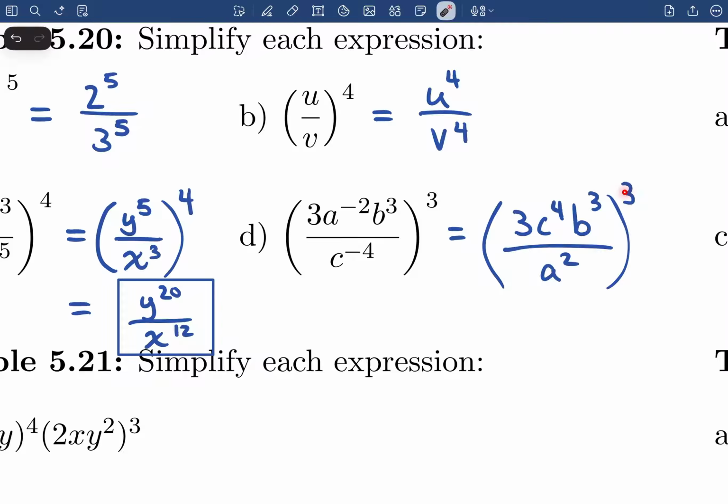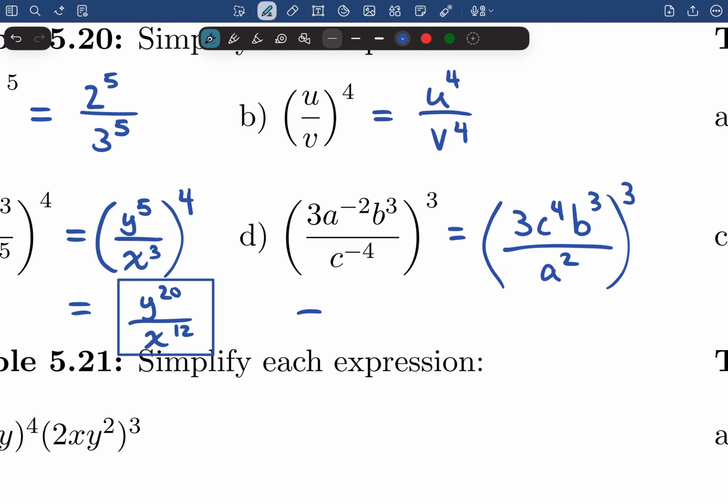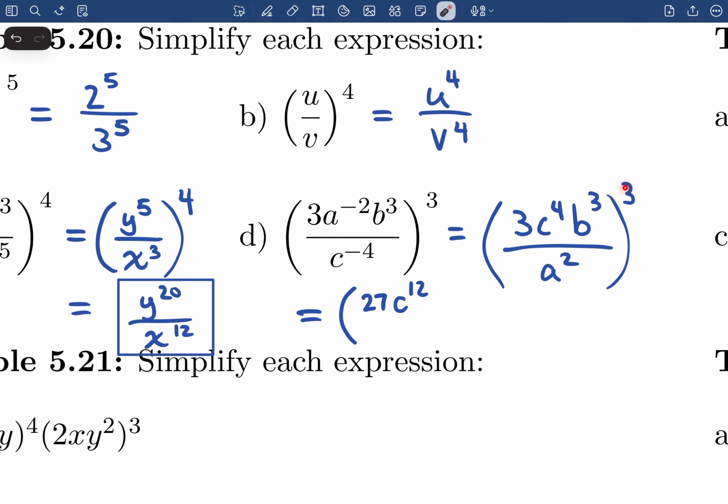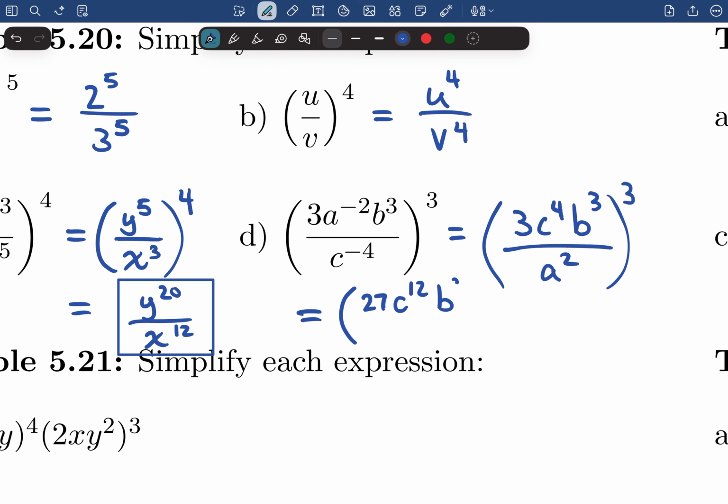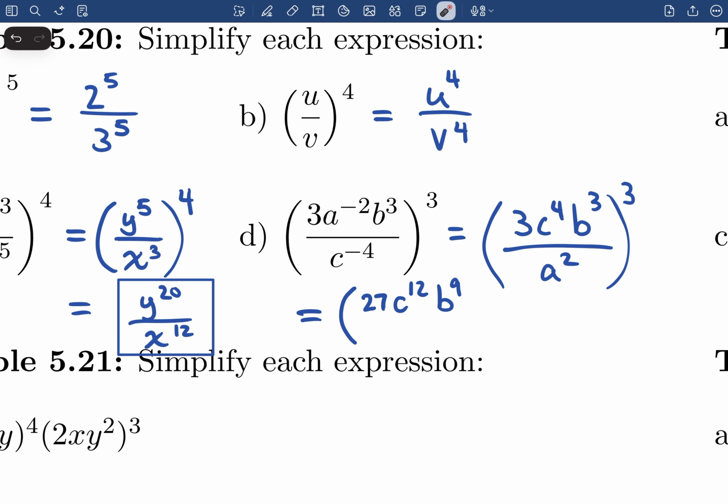Now, I can apply this exponent to all of the bases of the fraction. So this will be 3 cubed, and c to the 4th cubed, and b cubed cubed, divided by a squared cubed. All right, so cleaning this up, it looks like this. Well, 3 cubed is 27. C to the 4th cubed is c to the 12th, because I'm multiplying their exponents together, 4 times 3. Okay, and then b cubed cubed is b to the 9th. I'm multiplying 3 times 3 to get the new exponent of 9.